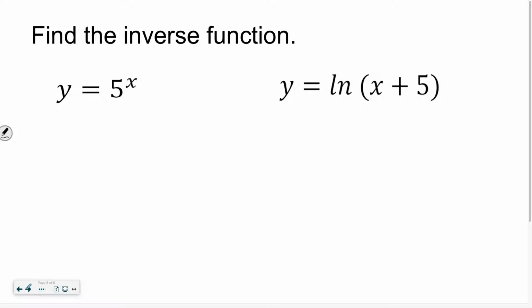Okay. We'll do this one first. Y equals 5 to the x. Okay, well, first step to finding an inverse. Switch X and Y. So that's going to look like x equals 5 to the y. And then we have to solve for y. But y is trapped up in an exponent. So I can't multiply or divide to get it out of there. It's not multiplication or division. That's not its inverse operation. So what's the inverse operation to something exponential? Logs.